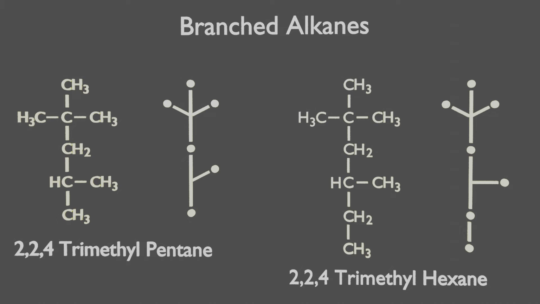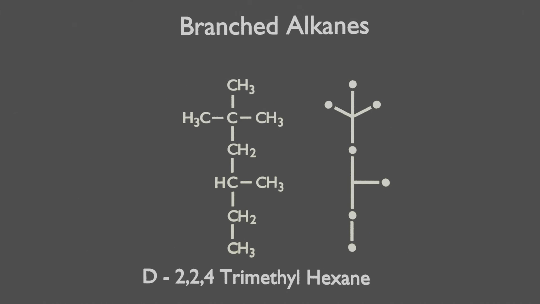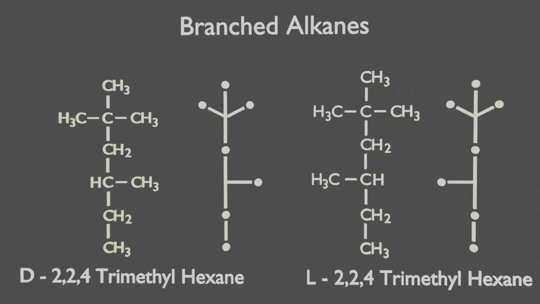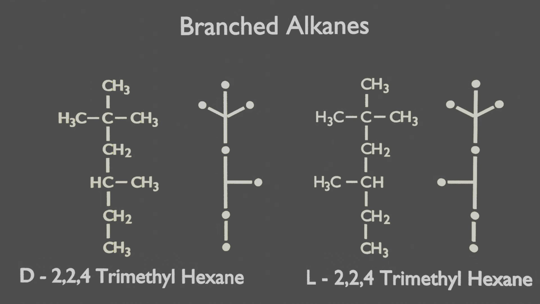Hence, 2,2,4-trimethylhexane should be referred to as the D form, and there is a distinct isomer L, seen here in Fischer projections and in the polygonal model. Asymmetric carbons and their representation in the polygonal model have already been discussed in a previous video, according to the link in the comments.